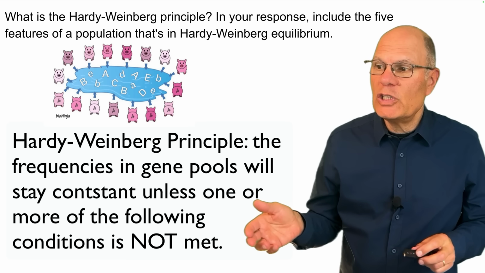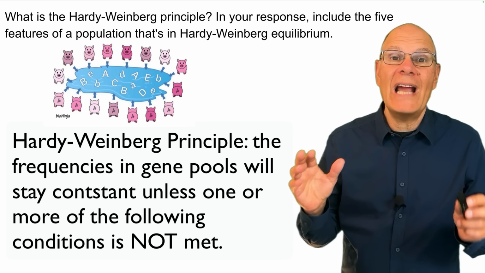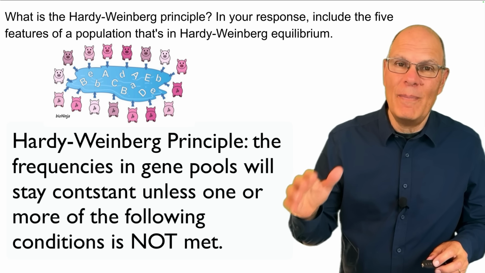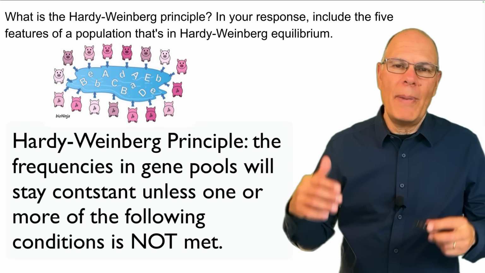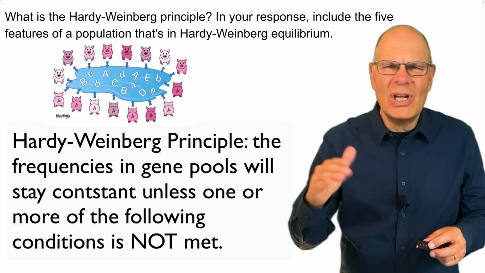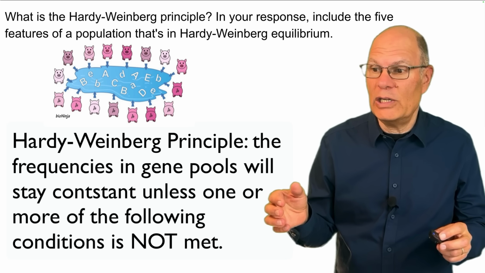The Hardy-Weinberg principle is that the frequencies of alleles in gene pools will stay constant unless one of the following conditions is not met. This Hardy-Weinberg population is a fictional population that's used to understand what causes evolutionary change in real populations.